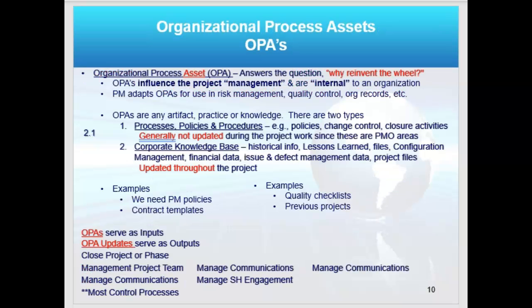Then there's OPAs. These are organizational process assets, right? Why reinvent the wheel, right? We already have company policies, procedures, and processes. Let's use them, right? And even update them. That's why I highlighted the word asset in red up above. We want to make sure that we can update them as we learn a new process or apply a new policy to make our project work. And then, of course, I mentioned corporate or organizational knowledge base with some examples there.